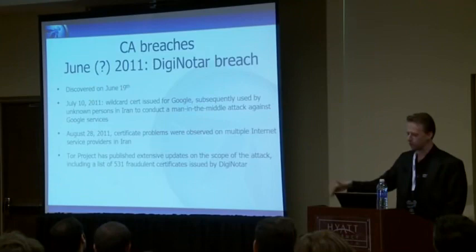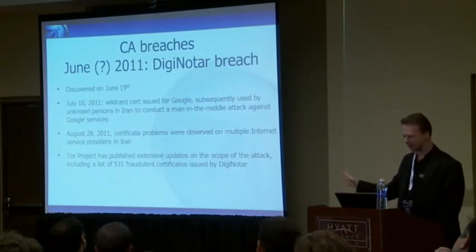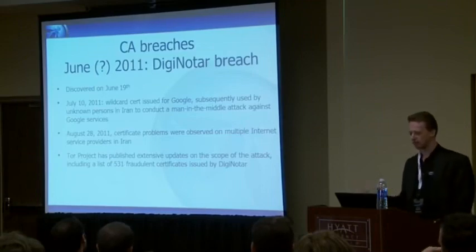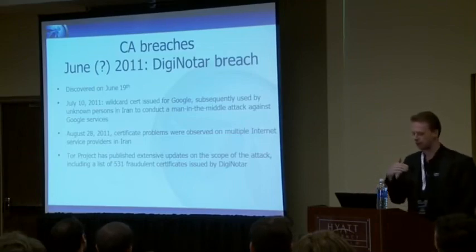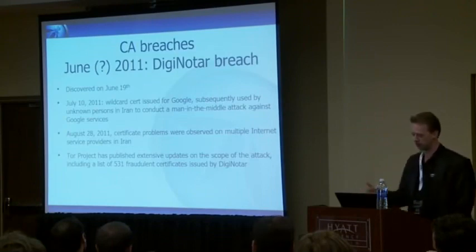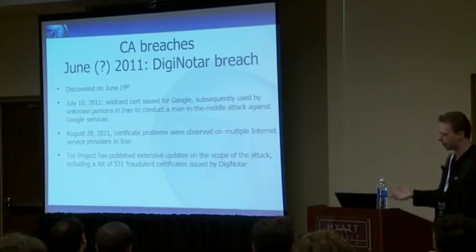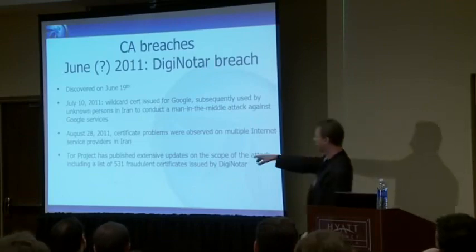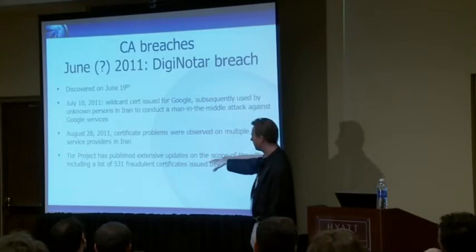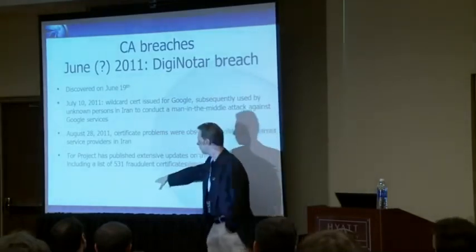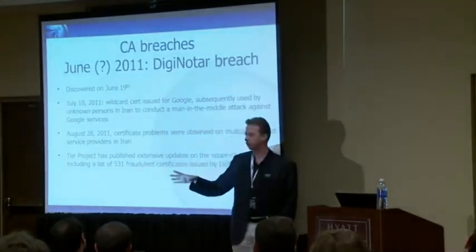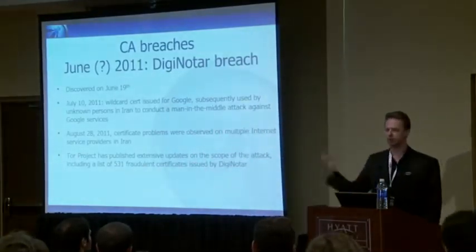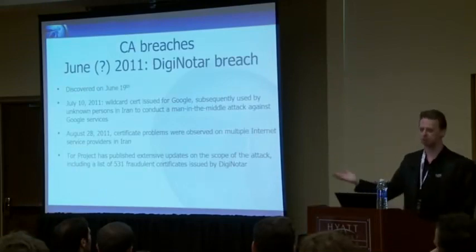And in that case, it was DigiNotar. In that case, it was really getting bad. A hacker managed to issue a number of wildcard certs for Google and a number of other companies. And the Tor project did extensive updates on this, and in the end they found 531 fraudulent certificates were issued by the attacker. So you can imagine a number of sites were exposed by that.